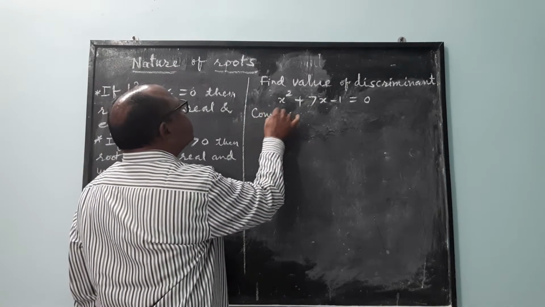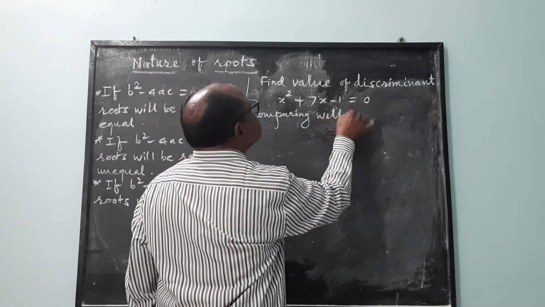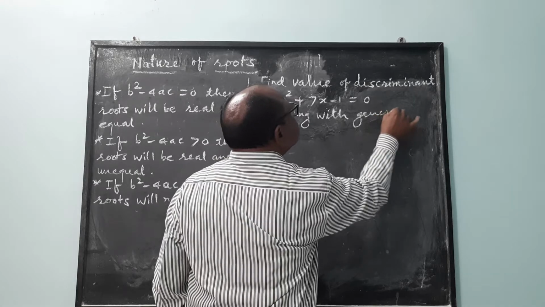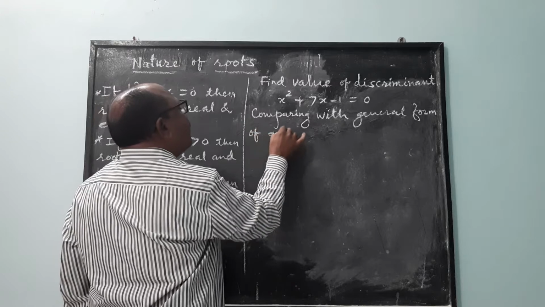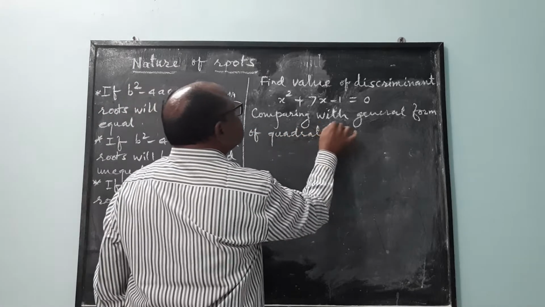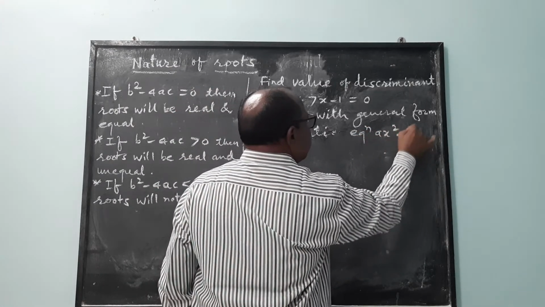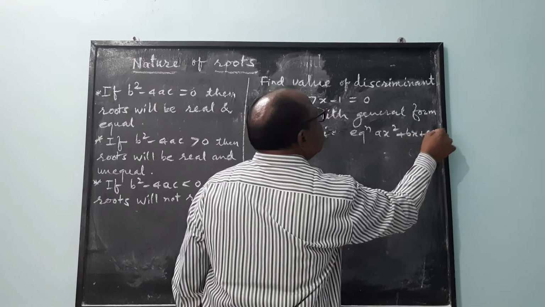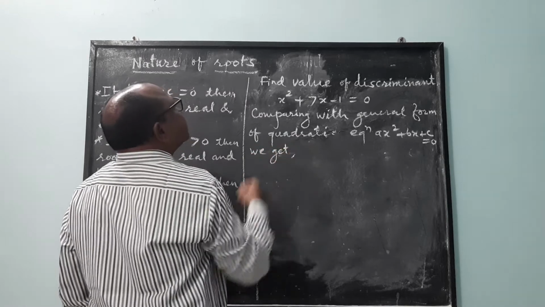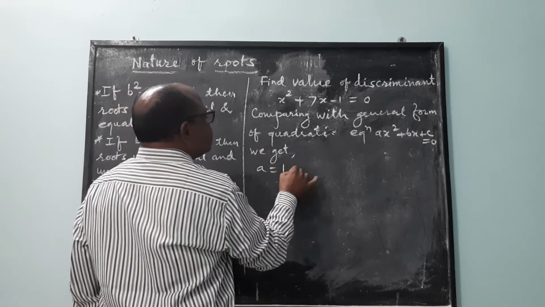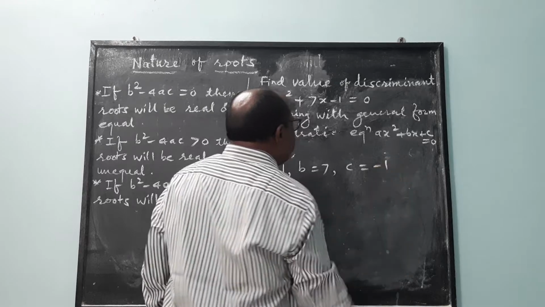So comparing with general form of quadratic equation ax square plus bx plus c equal to 0, we get a is equal to 1, b is equal to 7 and c is equal to negative 1.